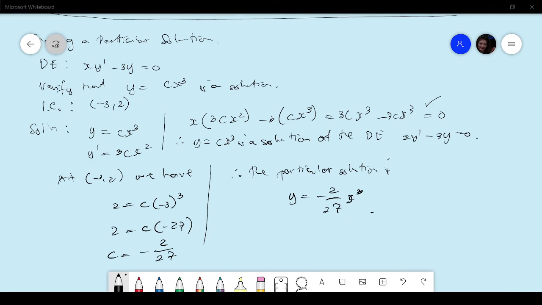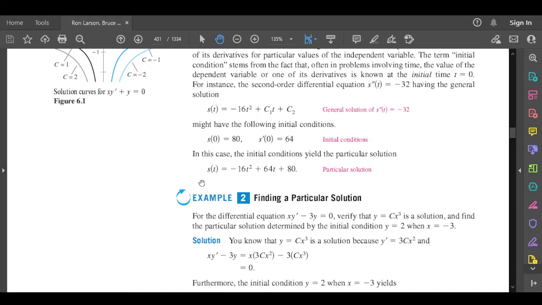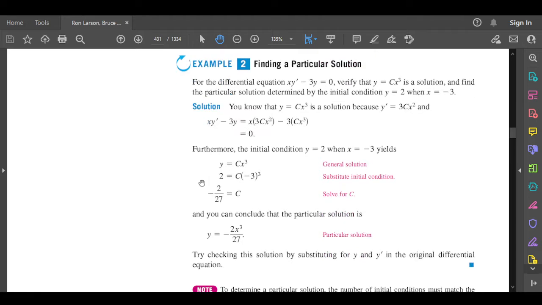Okay, so let us check whether this is correct. Yes, this is the particular solution given the initial condition. If you have a different initial condition, then you will also obtain a different particular solution, because your particular solution will depend on your initial condition. So whenever you are asked to find a particular solution, there must be a given initial condition.